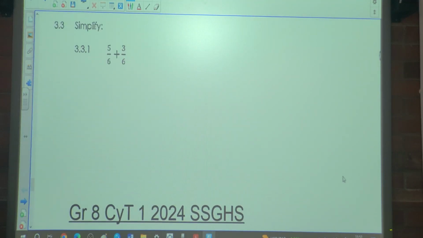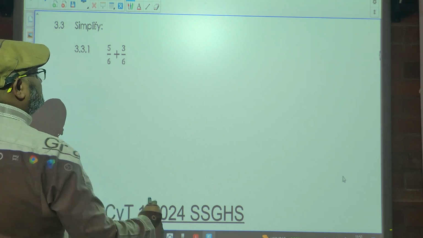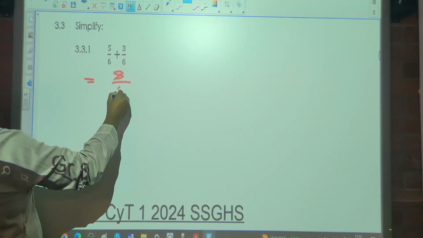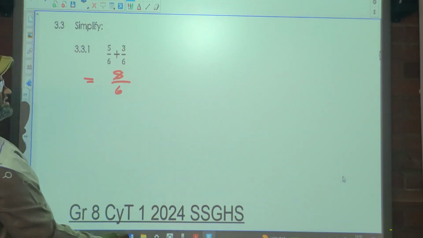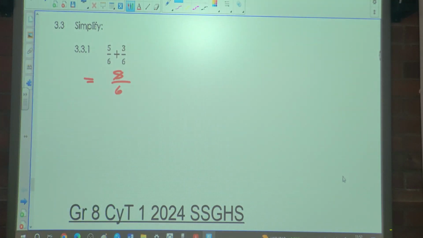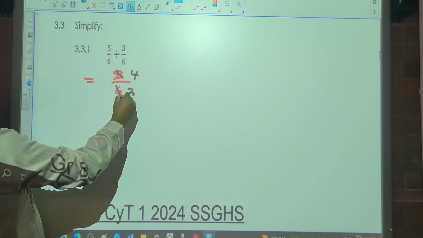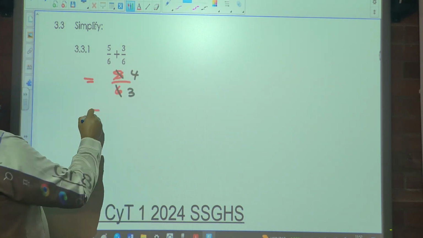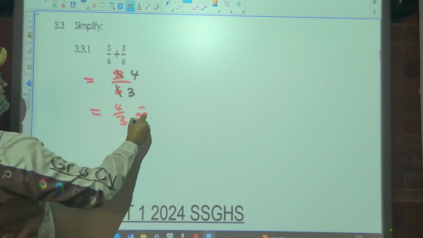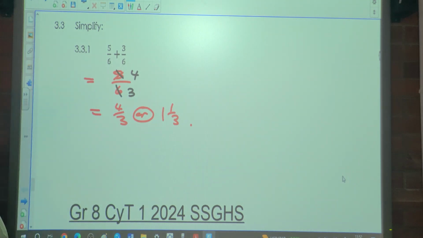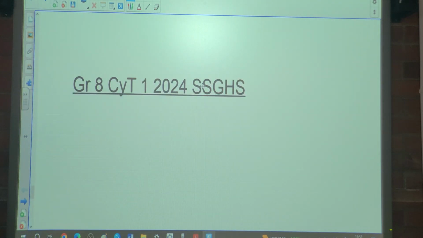The next one, they ask you to simplify. What do you notice? The denominators are the same. So we're going to just add the numerators. So 5 plus 3 is 8/6. So we ask ourselves, is there a number that can go into 8 and into 6 without remainder? 2. 2 goes 4 times, 2 goes 3 times. So the answer is 4/3 or 1 1/3. Either one gets you the full mark there as well.